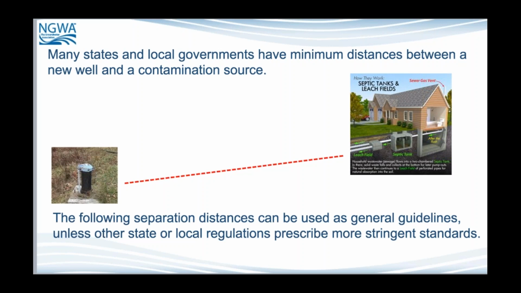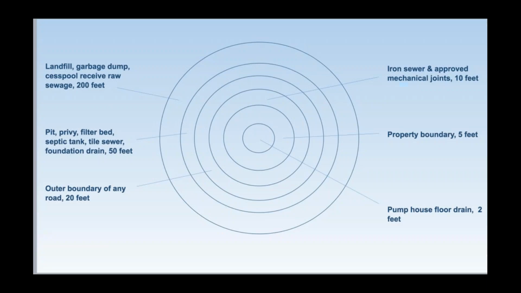And I just said that, unless other states or regulations prescribe more stringent standards. Basically, we have some other distances here. Landfills, cesspools, anything that's going to receive raw sewage: 200 feet. Pit privies, filter beds, septic tanks: 50 feet. Outer boundaries of the roads: 20 feet. Drains off the pump house floor: 2 feet.